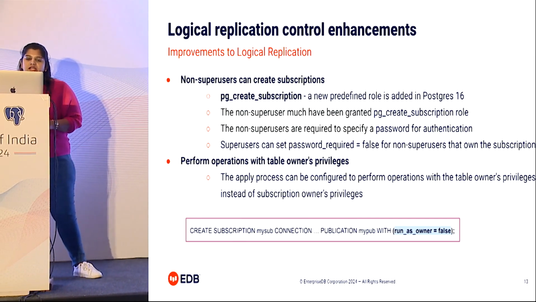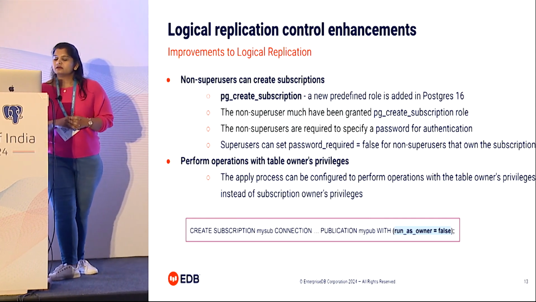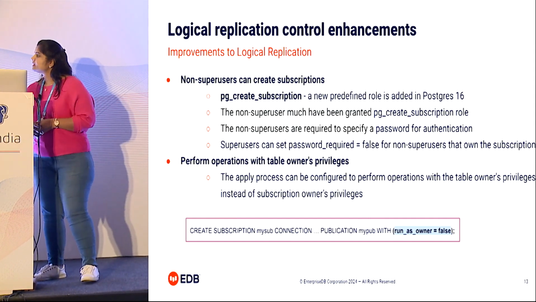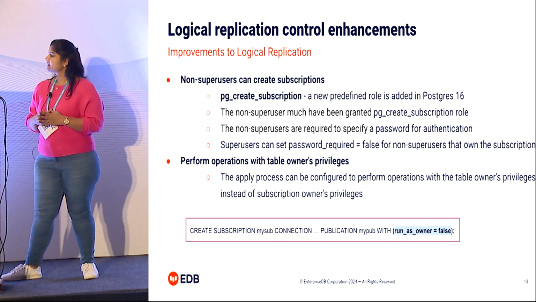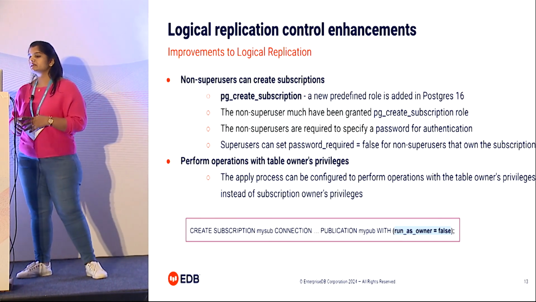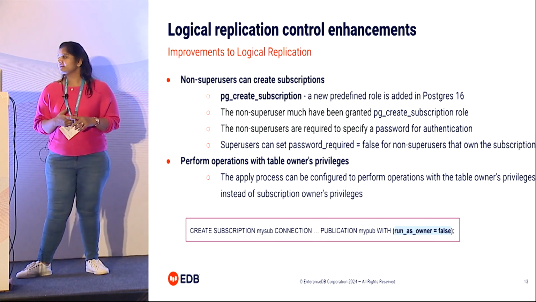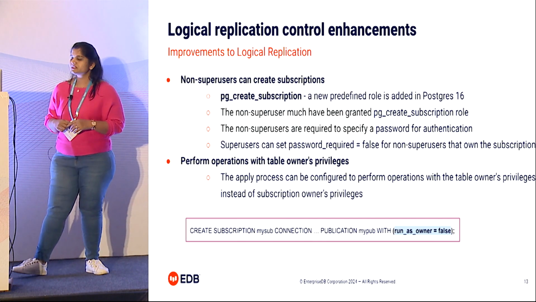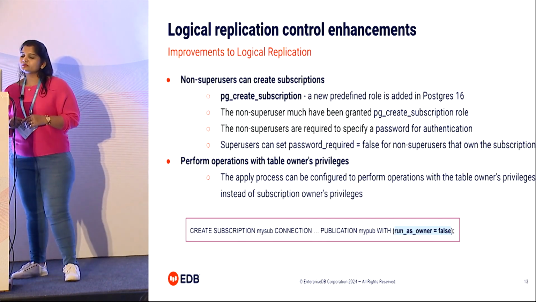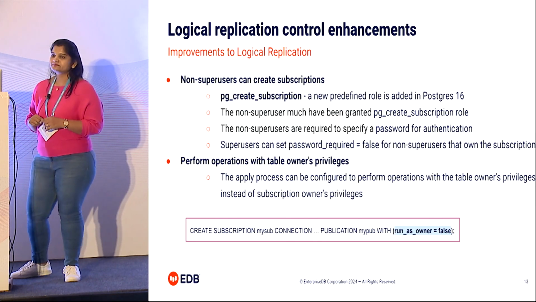The last improvement in logical replication I would like to discuss is with respect to table owners' privileges. Now in Postgres 16, the apply process can be configured to perform with the table owner's permissions, whereas in earlier versions it was allowed only with the subscriber owner's privileges. In order to enable this, you need to mention run_as_owner as false while creating the subscription.